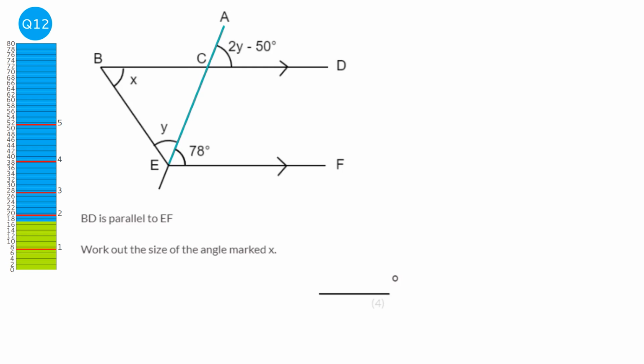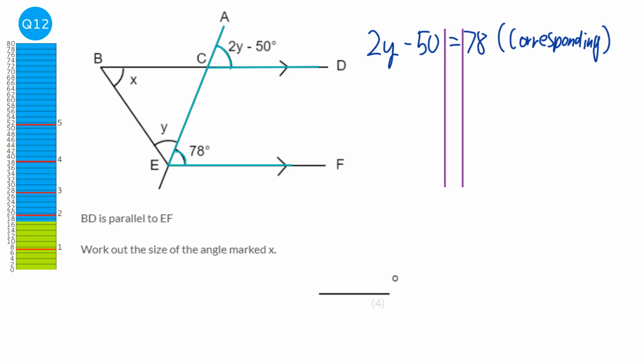And we can notice that we've got two sets of parallel lines here, and a line going through them. And we kind of got these F angles, which we have to call corresponding angles. So we know that 2y minus 50 is equal to 78. And we must write down the reason. So corresponding angles, and corresponding angles are equal. Now here we've got an equation and we want to solve it. So we get our lines in. We go first of all add 50 to both sides.